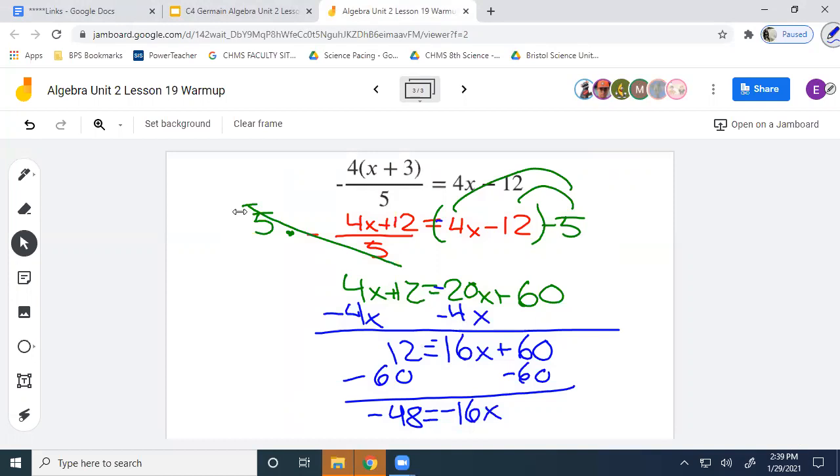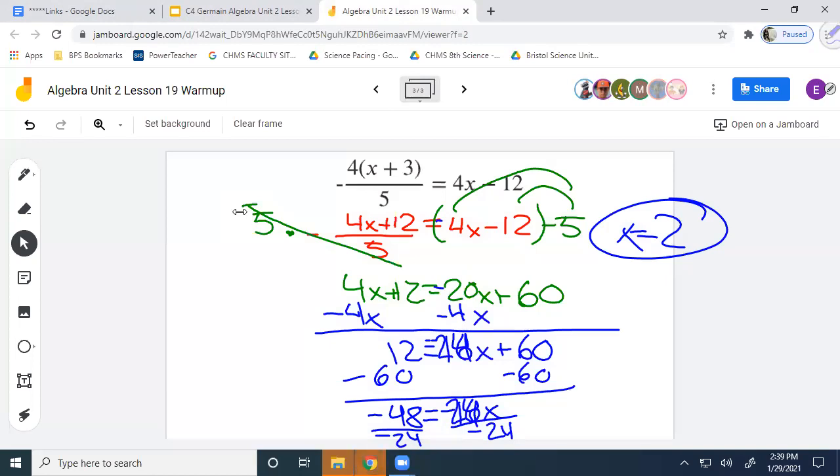Wait, there's a mistake. Because it goes in evenly, it's supposed to be 2. Oh, because it's a negative plus a negative, it's a negative 24x. Negative 24. Look at that. I caught it. Divide by negative 24. We get x is equal to positive 2. Okay? So in this equation, x is equal to 2.